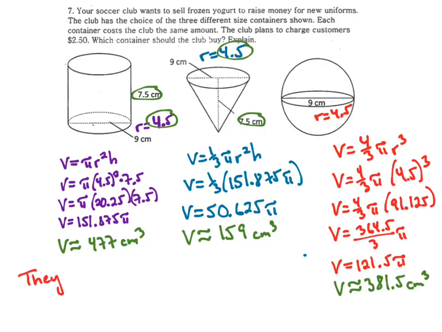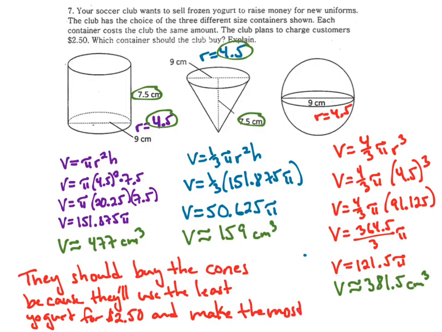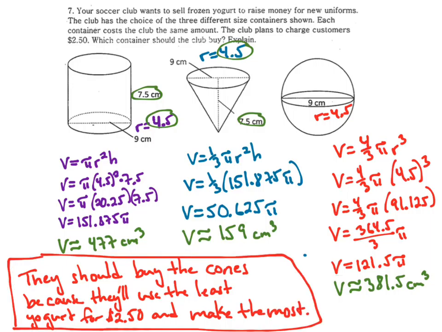Here's my answer. I figure they're doing a fundraiser for a reason. They want to make the most money. And I said they should buy the cones because they'll use the least yogurt for $2.50 and make the most money. All right. Number 8 coming up.